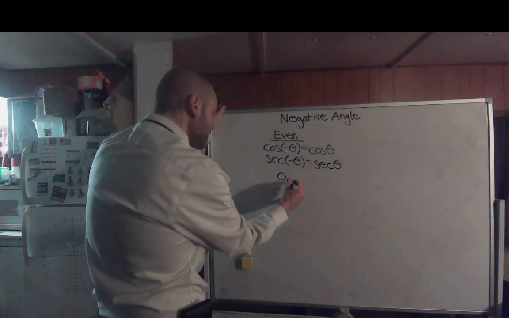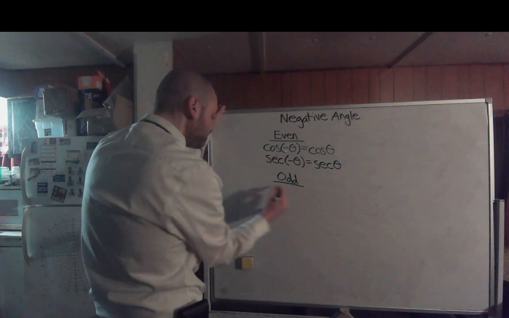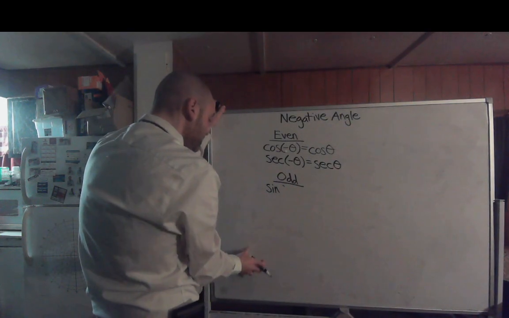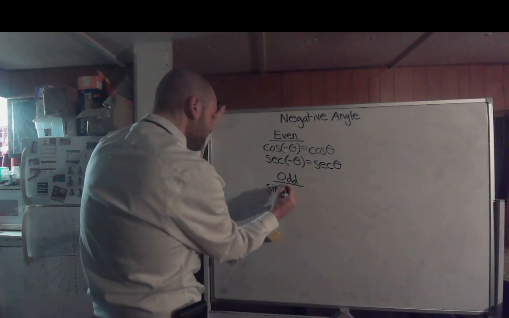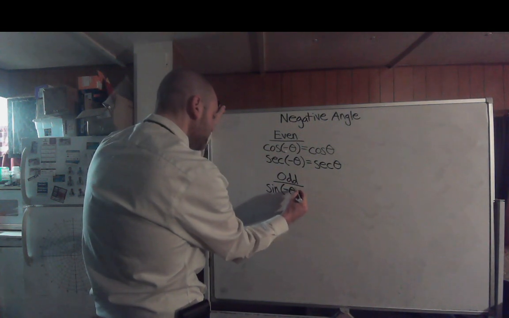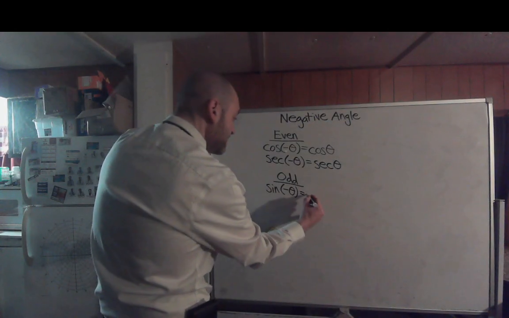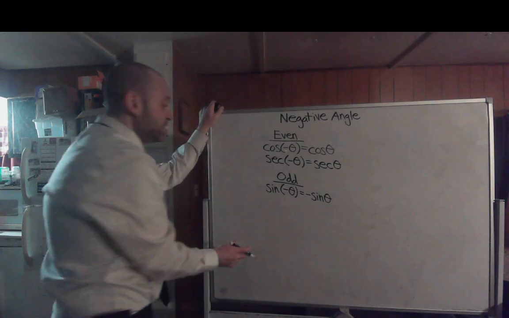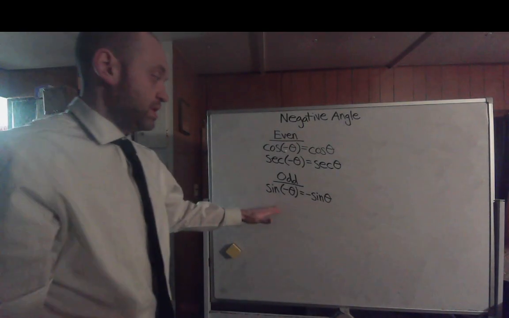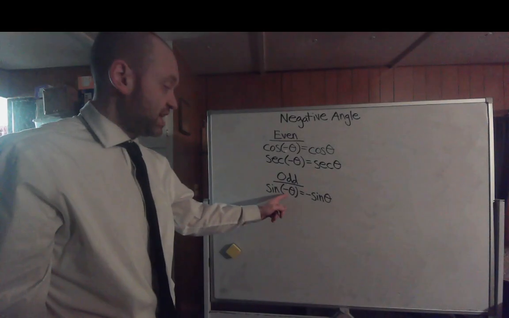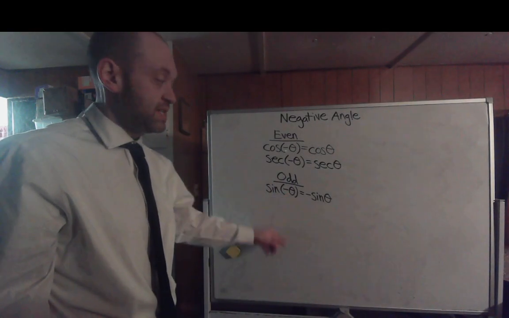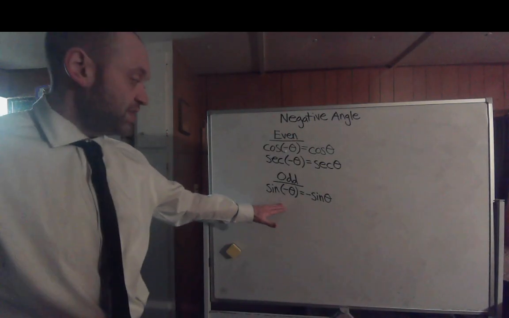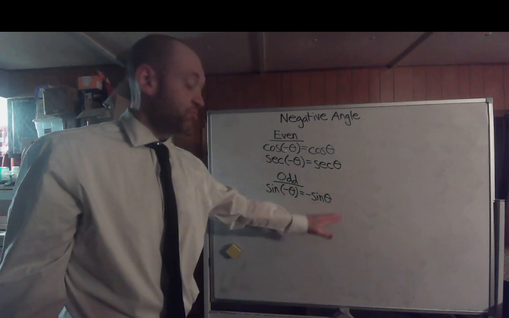Now all the rest are odd. So if you take the sine of negative theta, you'll end up getting negative of the sine of theta. So it's kind of nice with these odd ones. You can just take that negative sign from inside the parentheses and move it outside. So sine of negative theta equals negative of the sine of positive theta.